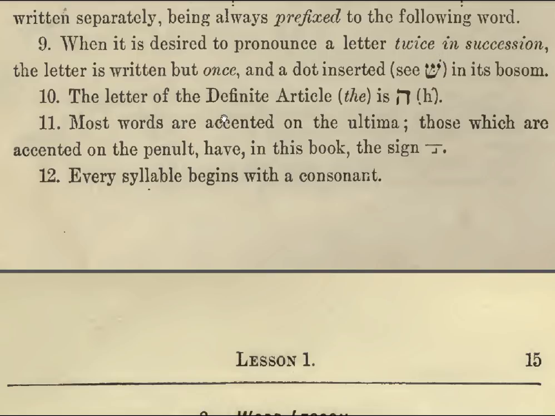The letter of the definite article, the, is h, he. This is the letter he, and at the start of a word it means the. Most words are accented on the ultima, on the last syllable. And those which are accented on the penult, the one before the last, have in this book this sign here. Every syllable in Hebrew begins with a consonant. And this is extremely important, that every syllable begins with a consonant, not with a vowel.